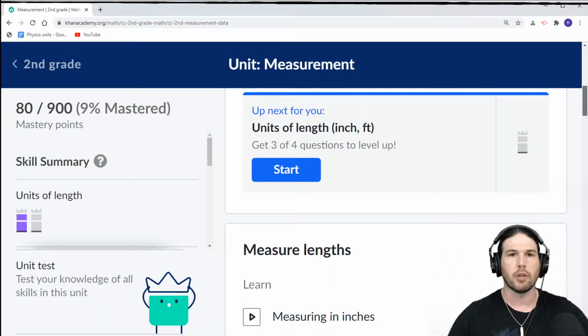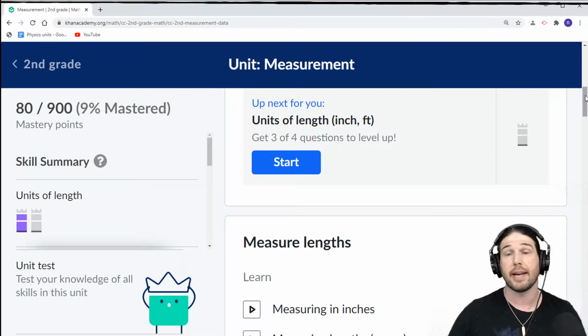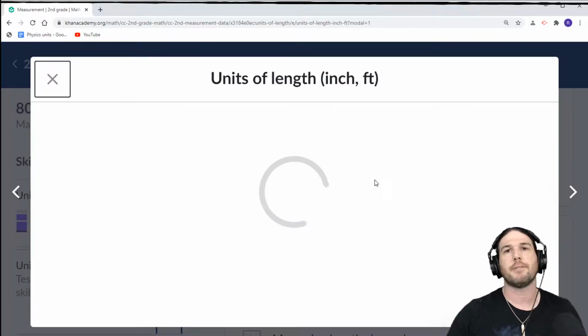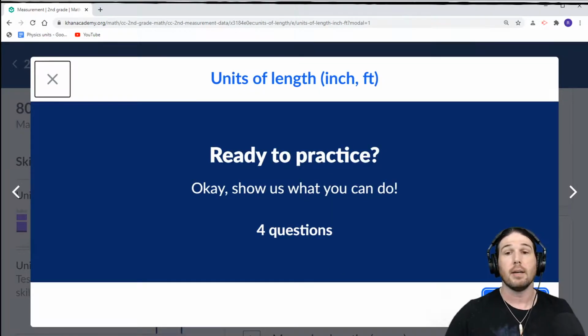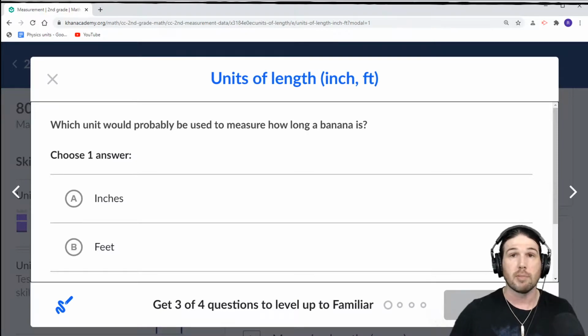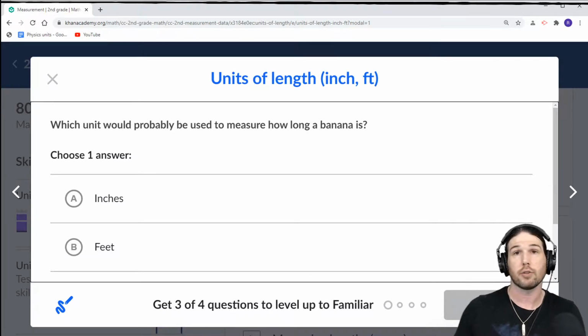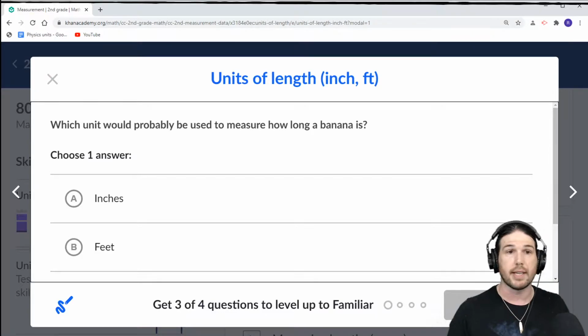We're going to talk about units of length. Now we're going to talk about inches and feet. And again, the main difference between inches and feet is that inches are smaller, therefore you have to use more of them. So for big things, you want to use feet. For little things, you want to use inches.